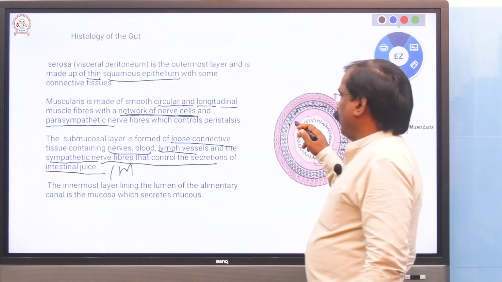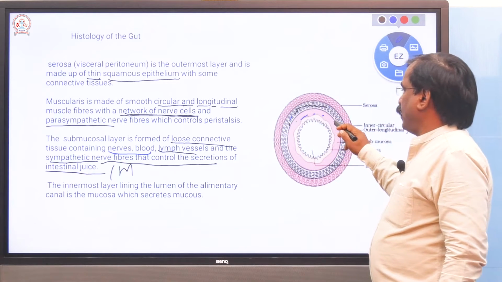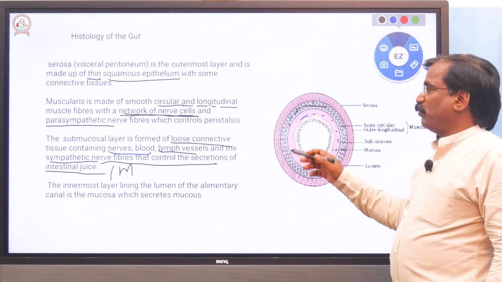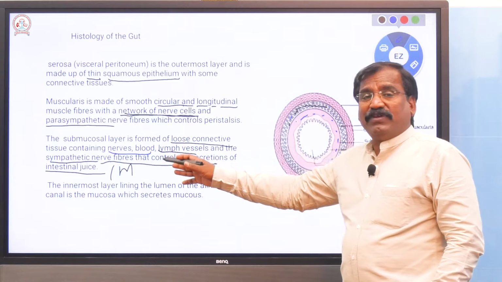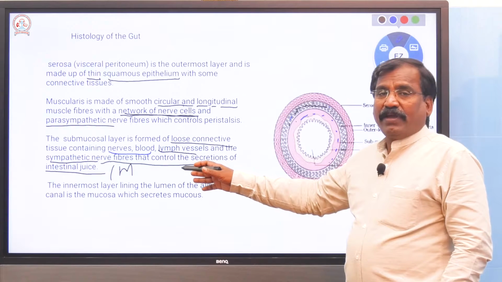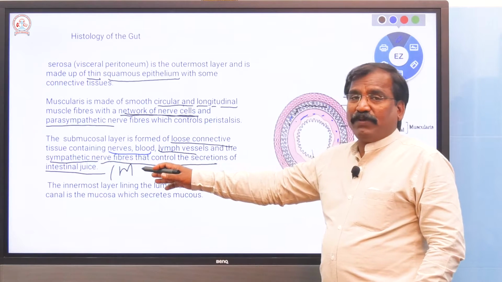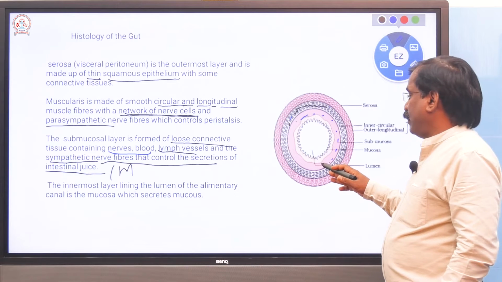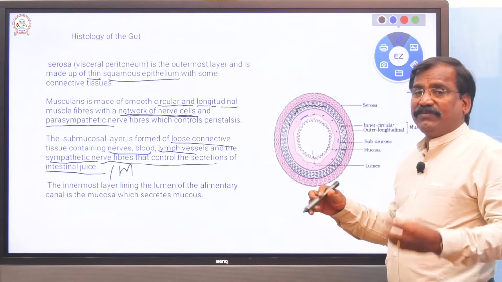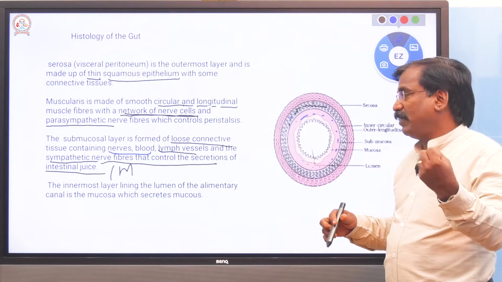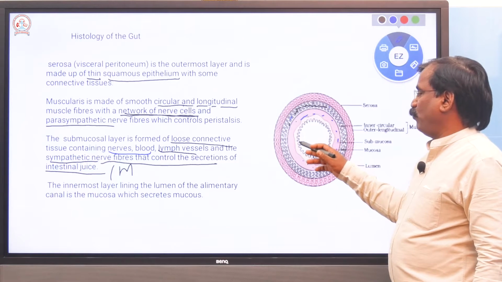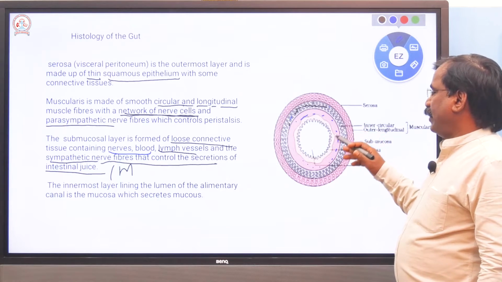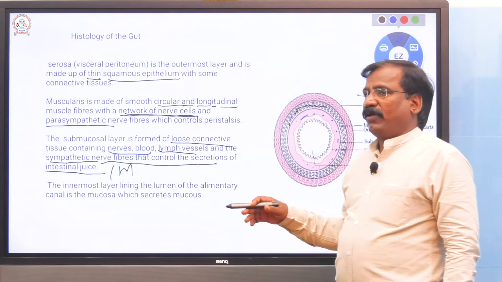This submucosa, the pink colored layer, is made up of loose connective tissue richly supplied with nerves, blood vessels and lymph. And the parasympathetic nerve mainly controls the secretion of the intestine. And the innermost layer is the mucosa.